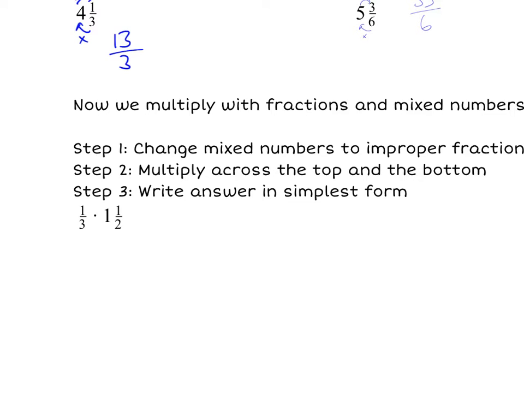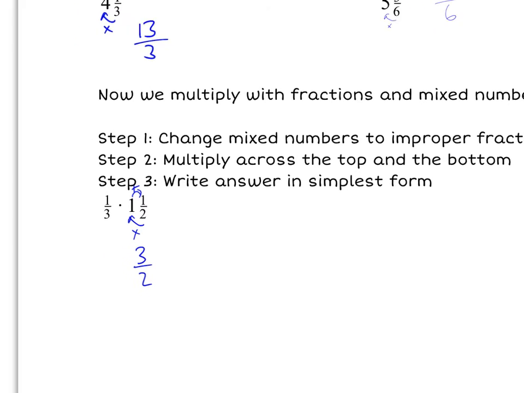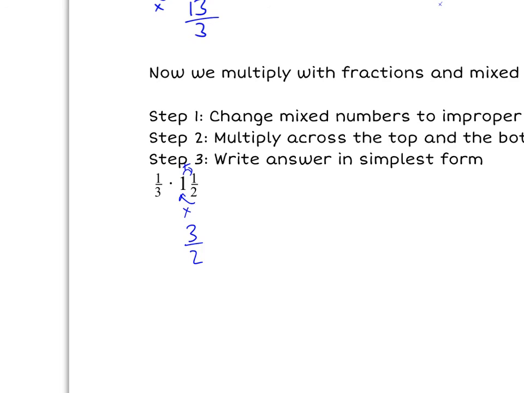Multiplying with a combination of fractions and mixed numbers, or two mixed numbers together, it's the same steps. First step, make all of your mixed numbers improper fractions. So if you have any mixed numbers, make them improper fractions. So how many mixed numbers do I have here in this problem? Just one, 1 and 1/2. So 2 times 1 plus 1 gives me 3 over 2. My other fraction stays the same. It's 1 over 3.